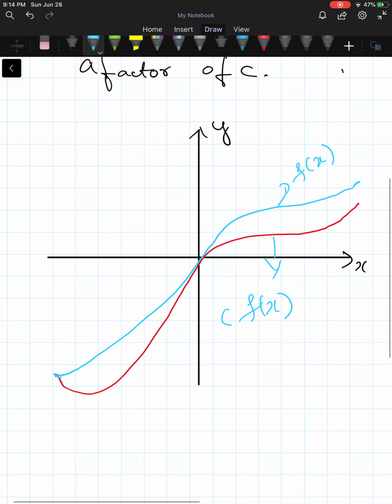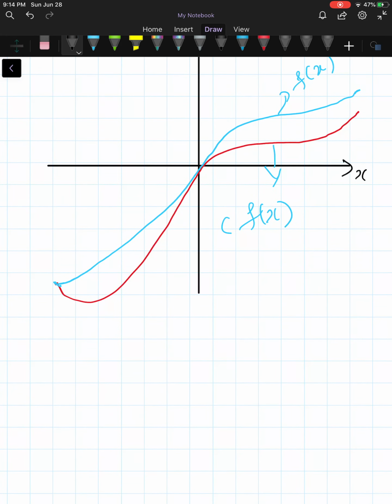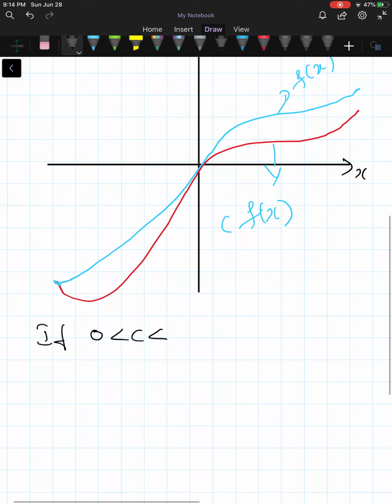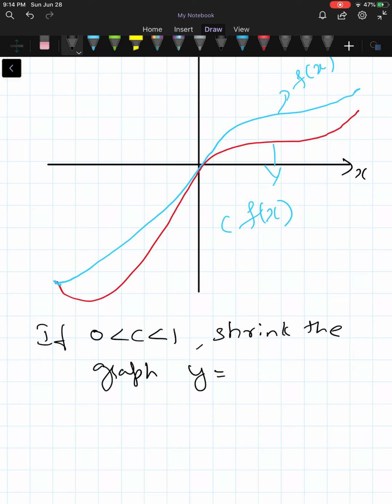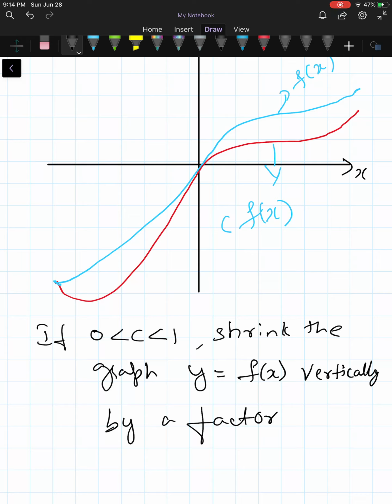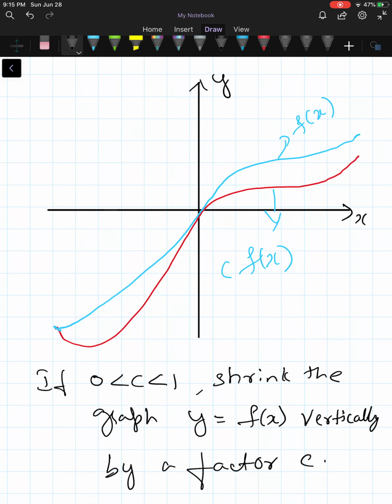And if you have the opposite of it, that is shrinking, that can be defined as: if 0 is less than c is less than 1, then you shrink the graph y is equal to f of x vertically by a factor of c. To see the difference, I will do the changes in the above graph itself. This would be the case where c is greater than 1, right?